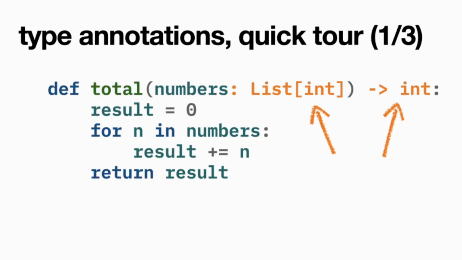MyPy still has enough information to check that you're doing the right thing, and that the value that you're returning at the end really is an int. It has all the information it needs. And it's nice because MyPy is smart enough that for the most part, if MyPy is confused, you would also be confused reading that code.